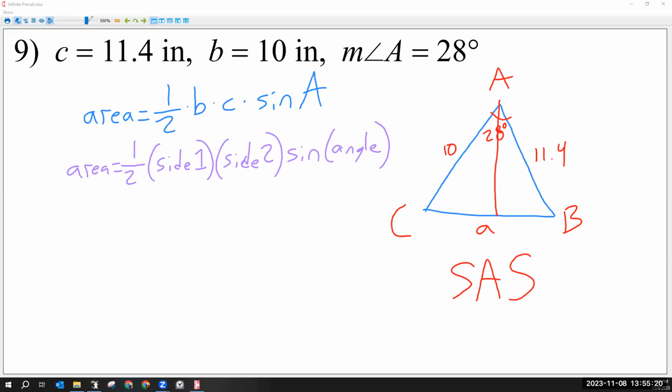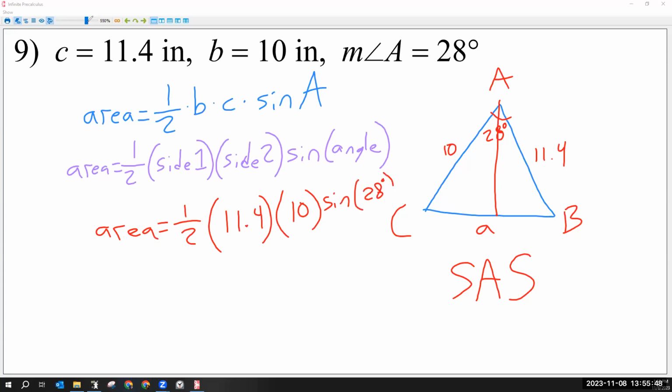Okay. So for our problem, area equals 1/2 or 0.5. That's fine. What's my first side? 11.4. What's my second side? 10. Did anything matter about which order I put those in? No. And then sine of my angle, 28 degrees. And I can stick that in my calculator just the way it looks.